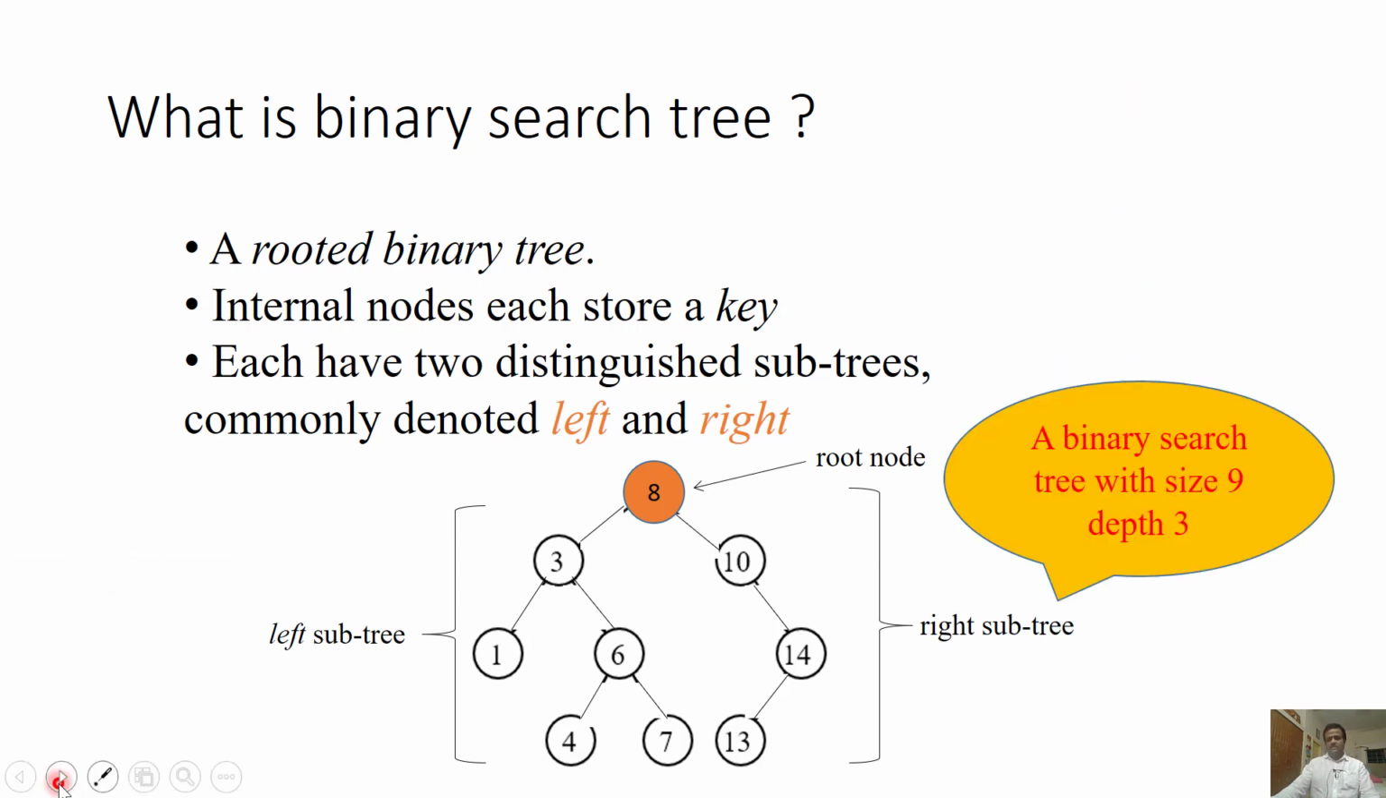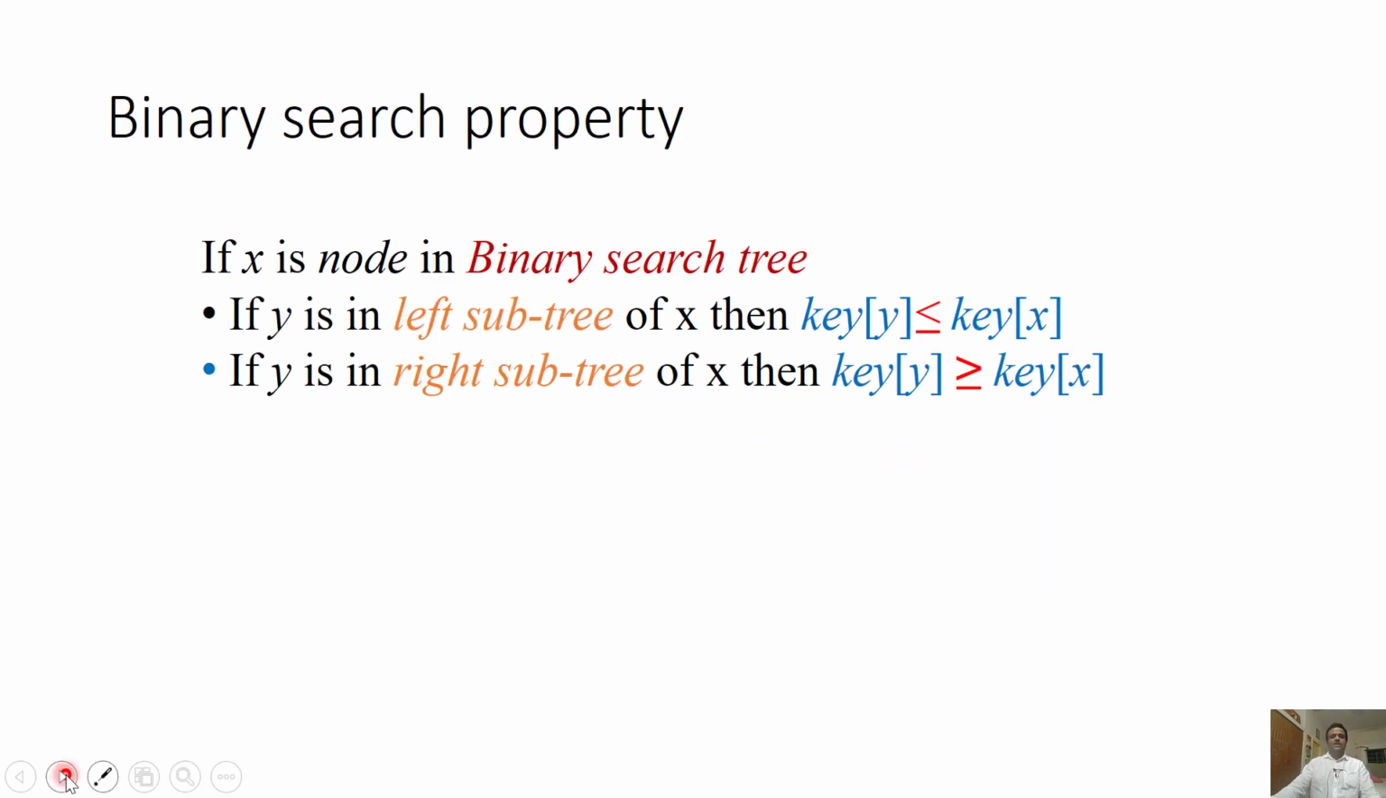So this is a binary search tree with size 9. There are 9 nodes and the depth is 3. So the height is 3 basically. Now, this is the property which we have discussed.